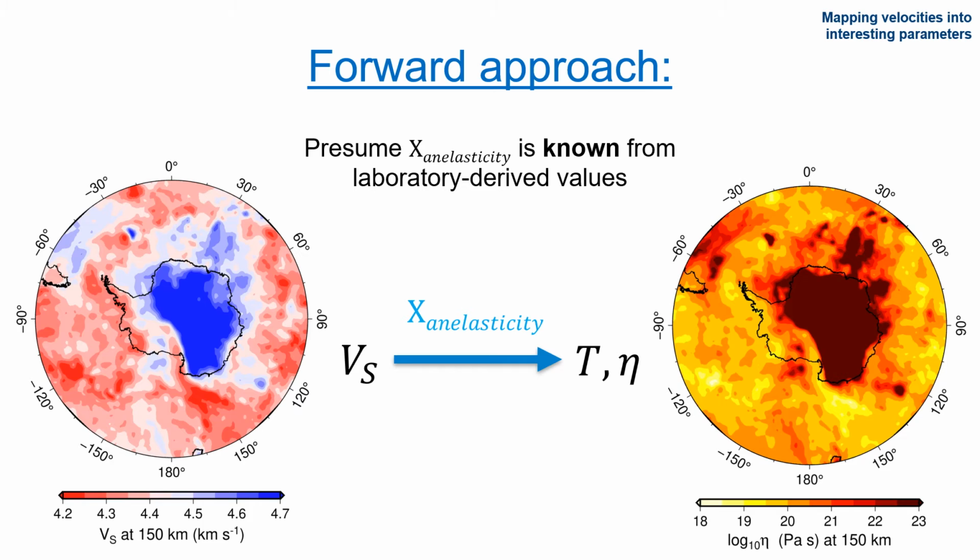Knowledge of the anelasticity parameters allows us to map in a forward sense between seismic shear wave velocity that you can see on the left hand side and interesting thermomechanical parameters including temperature and viscosity, such as the viscosity that you can see on the right hand side of this slide.